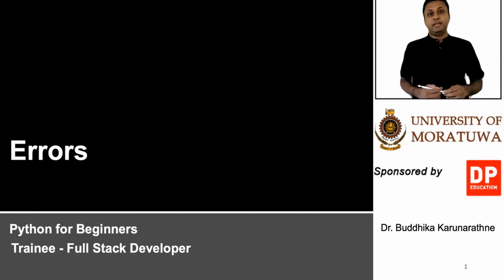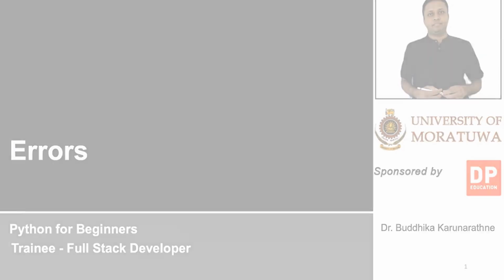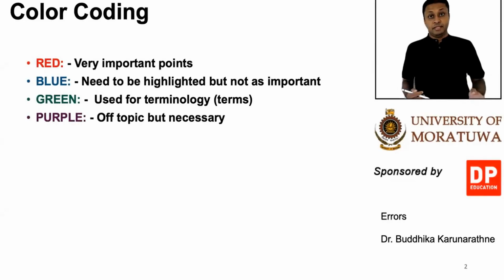As you have probably experienced by now, it is quite normal to get different kinds of errors while programming in Python. So in this lesson, we are going to get a formal introduction to some of the basic types of errors that we encounter. This is the regular color coding used in this presentation as well as all the presentations in this series.